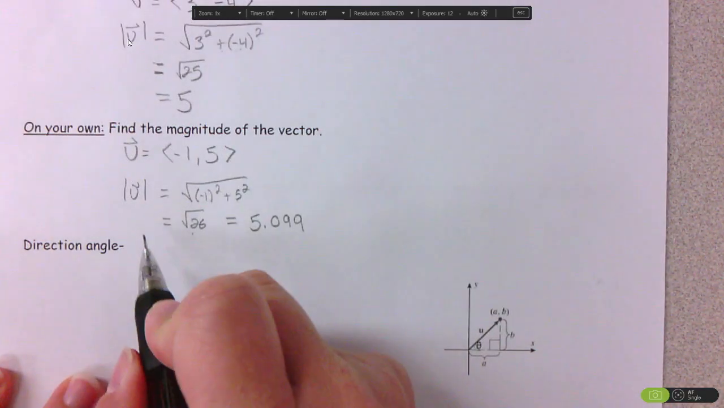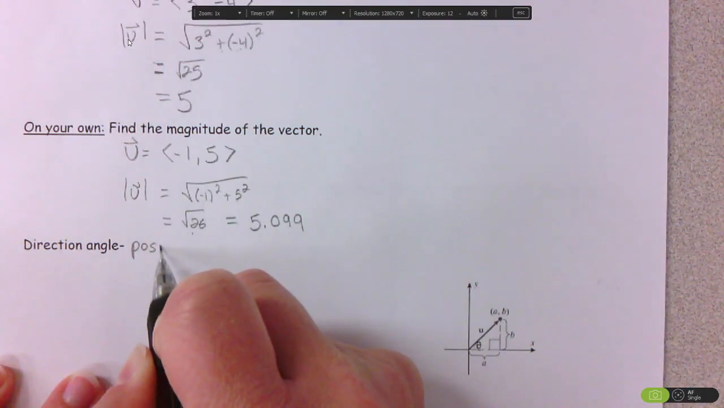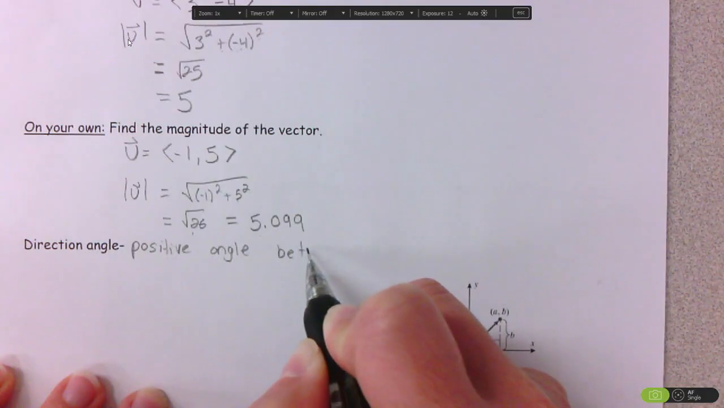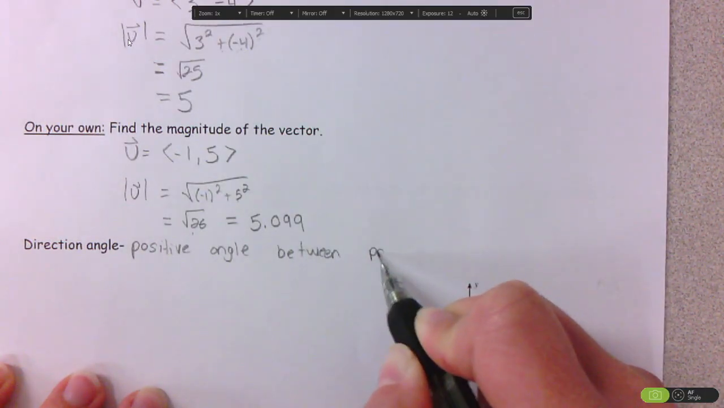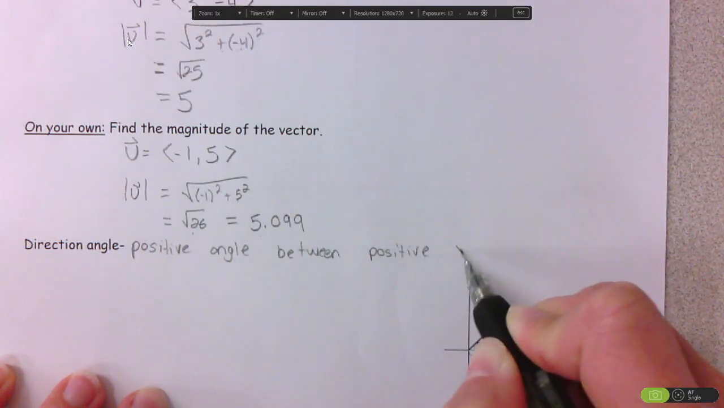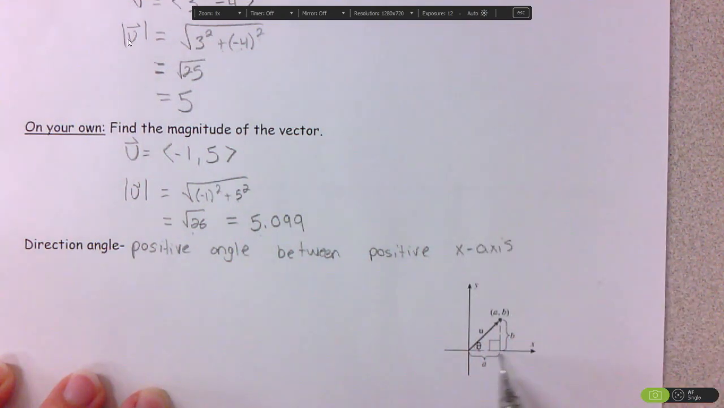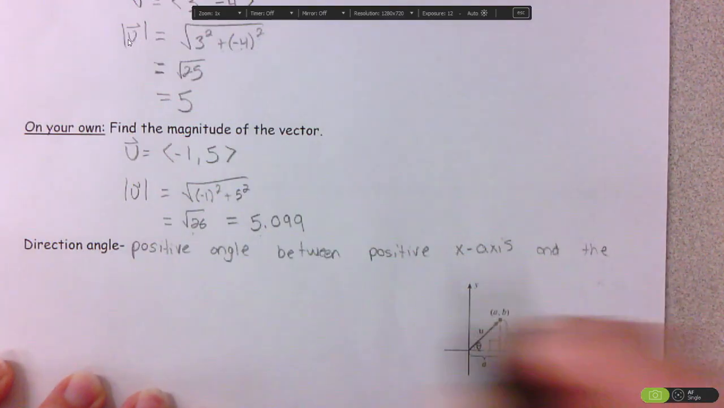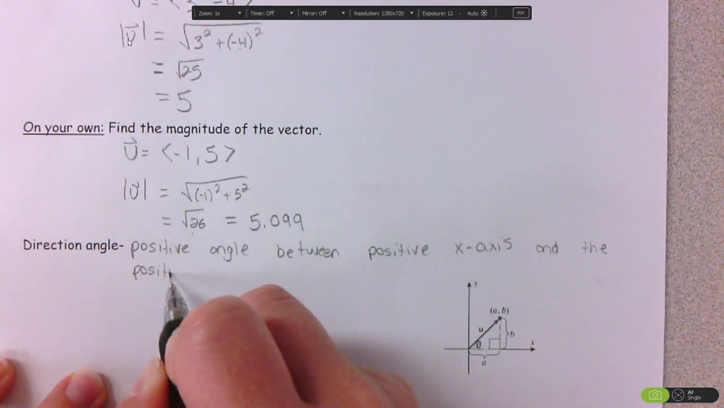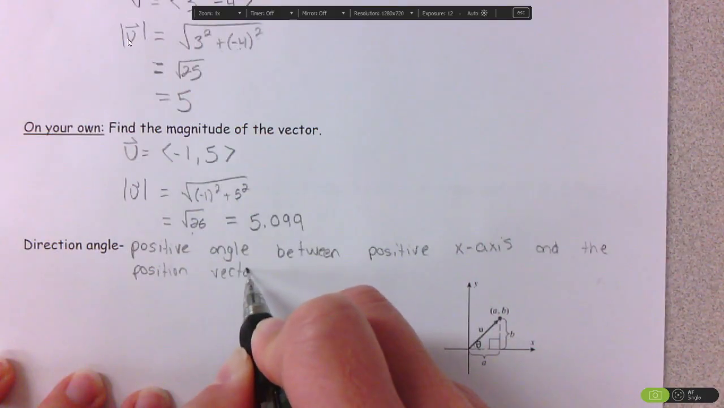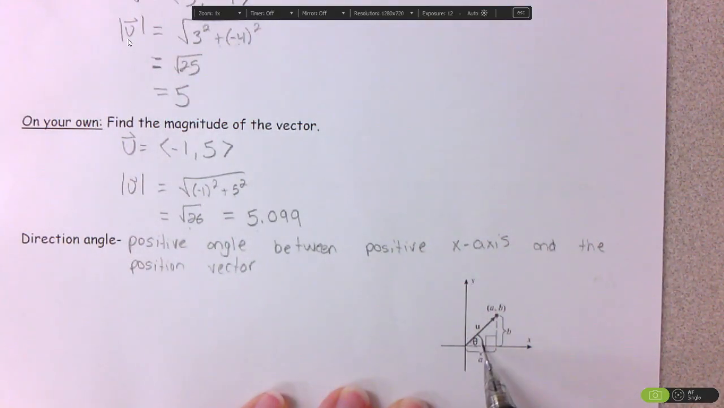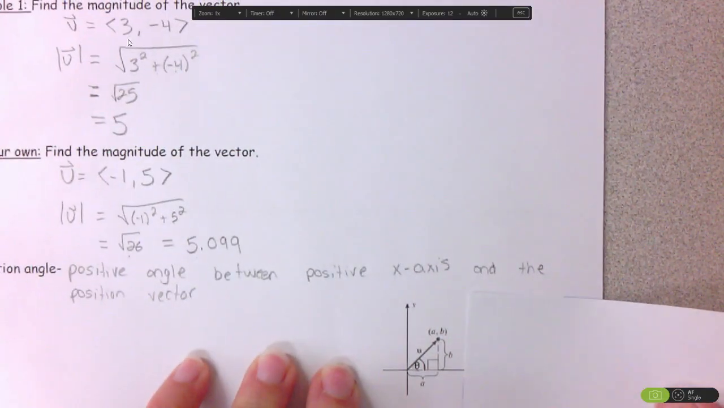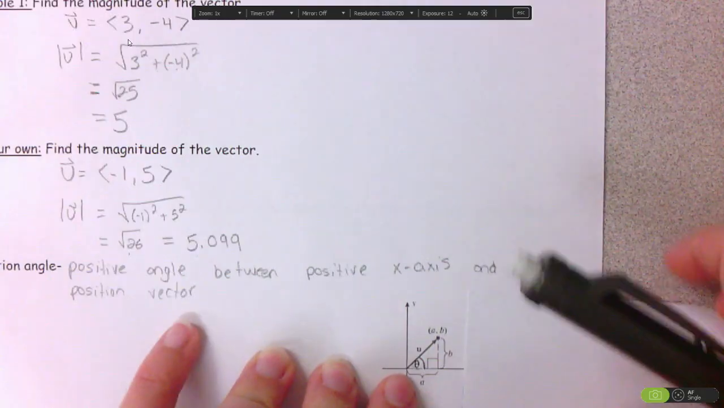Okay, so let's do the definition. So the direction angle is the positive angle between the positive x-axis, so this axis over here, and the position vector. Okay, so this right here is our angle for this particular example. So let's go through and figure out a little aside here for this one.